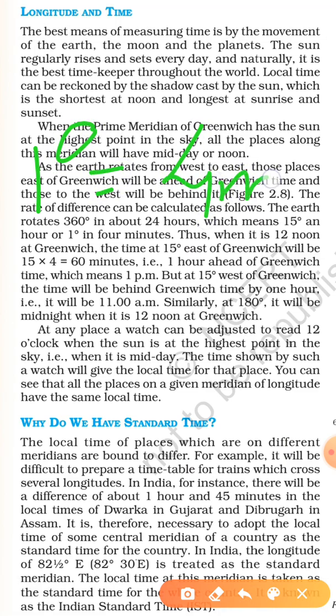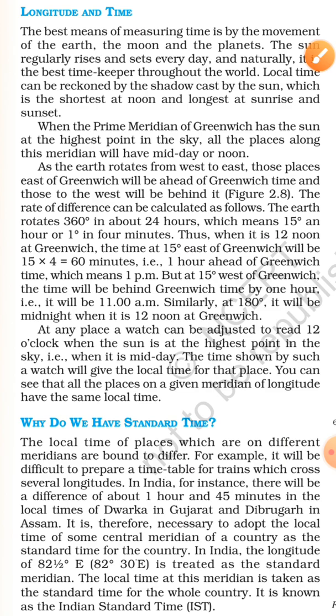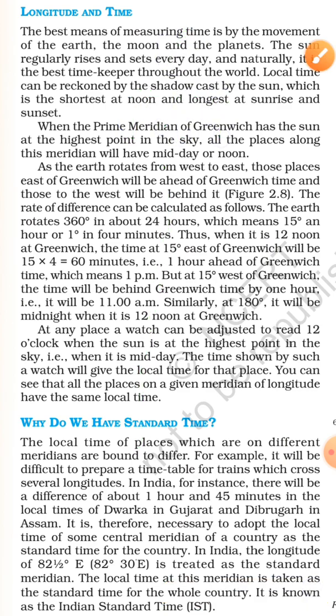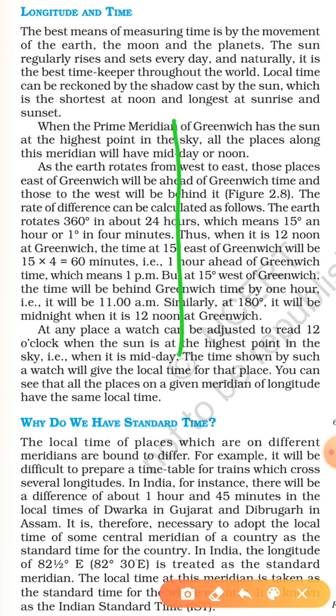Okay, so now I will tell you that you also know that Greenwich is located at the prime meridian, 0 degree. Okay, so when the sun will be at the highest point, means when the sun comes on Greenwich at the top point, then all the cities and countries on that line will have noon. Okay, so please remember it.